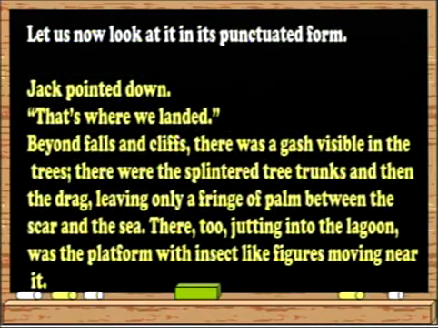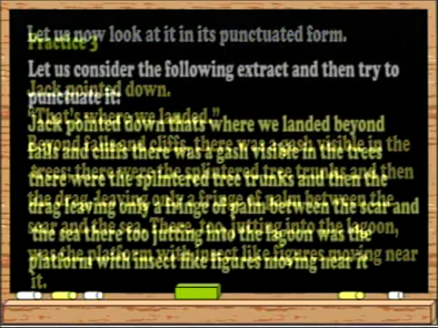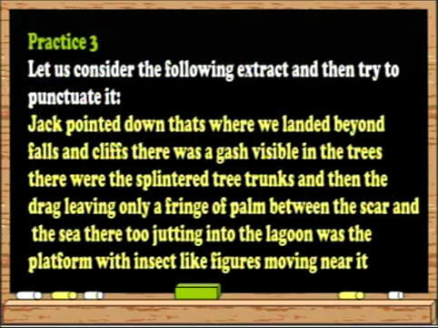Let us now punctuate this passage. Jack pointed down. That's where we landed, beyond falls and cliffs. There was a gash visible in the trees. There were the splintered tree trunks and then the drag, leaving only a fringe of palm between the scar and the sea. There too, jutting into the lagoon, was a platform with insect-like figures moving near it. You recognize the different students as we read. Without punctuation, there is no sense in the first passage.